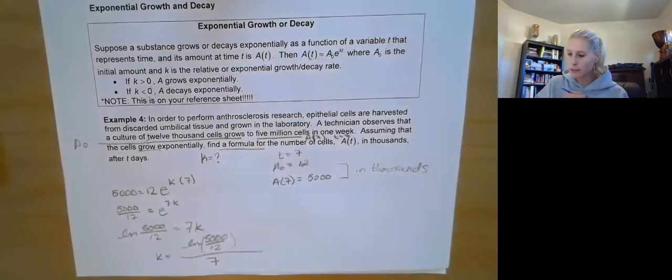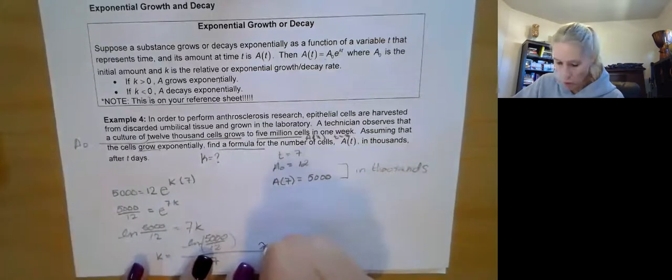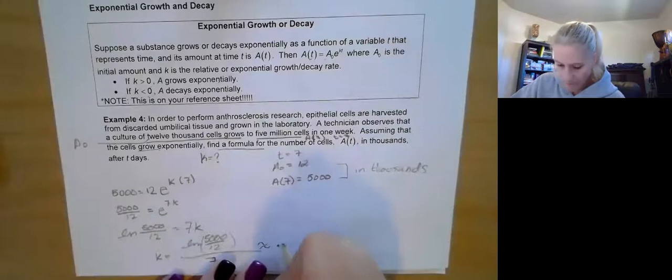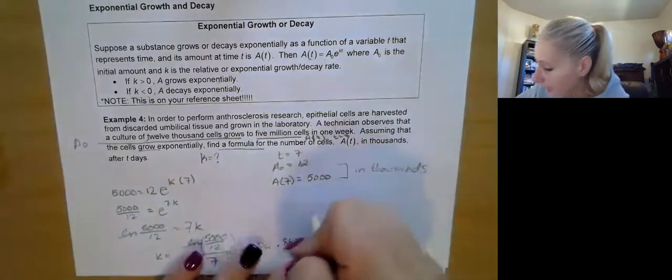Now, there's a couple ways that we could do this. Some answers will be okay with you putting in decimals. Some need that in the equation, okay? We're actually going to change this to a decimal and go up 4 decimal places. So when I do that, I get 0.8618.